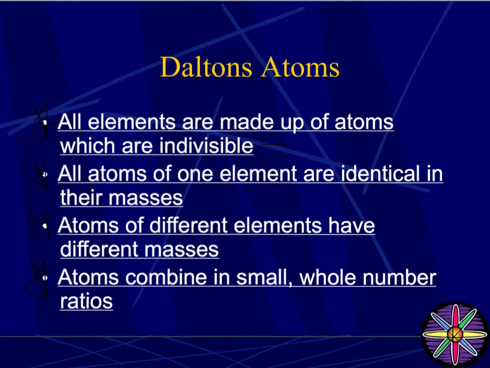Atoms of different elements have different masses. That is a true statement, and is just something that you need to know as far as oxygen is different from nitrogen, which is different from carbon. And atoms combine in small whole number ratios, that also is true. So there's 2 parts that are now false and 2 parts that are true.